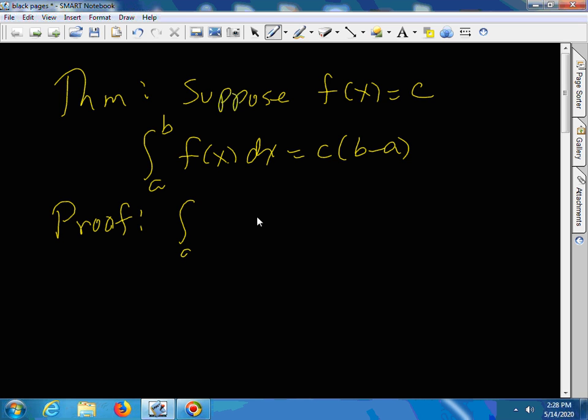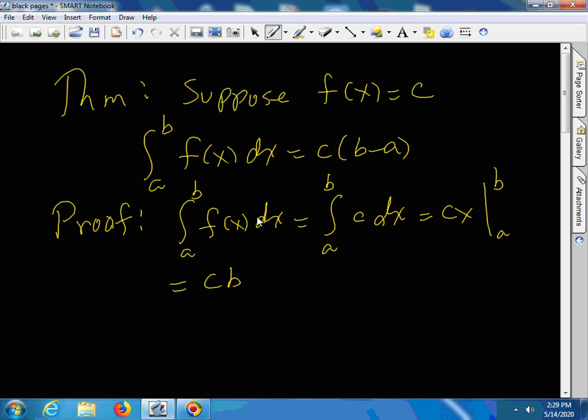Proof. The integral from a to b of f of x dx is equal to the integral from a to b of c dx. And the integral of c is cx, and we evaluate it from a to b. Well, plugging in b, we get cb minus plugging in a to x, we get ca, and then we factor out the c, and we get the result that we want. Proof 1.